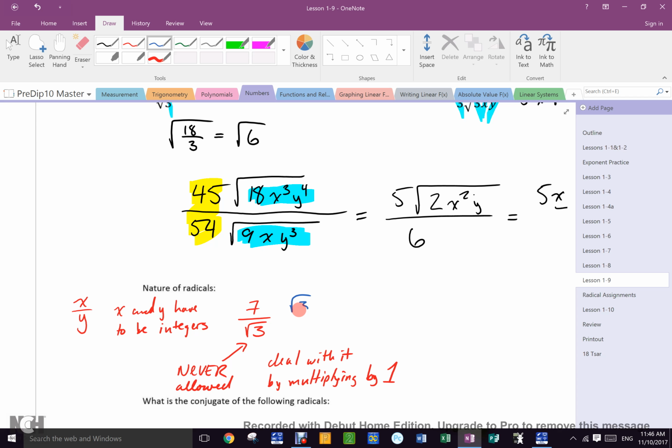Now yes, Lauren. For equals 7 square root 3 over 3, is it over 3 or is it over square root of 3? It's over 3 because when you do square root of 3 times square root of 3, you technically get the square root of 9, which is 3. Okay. Cool?